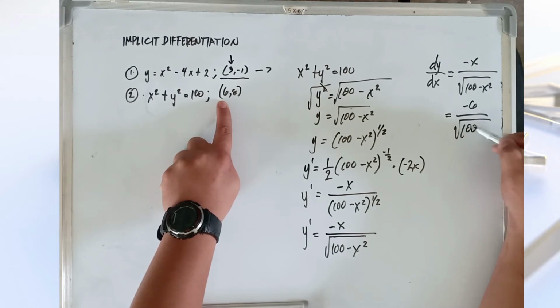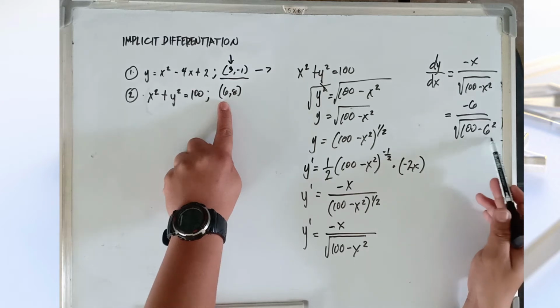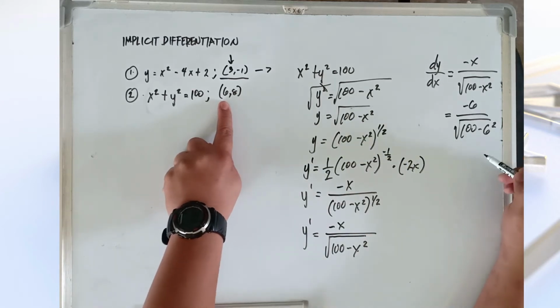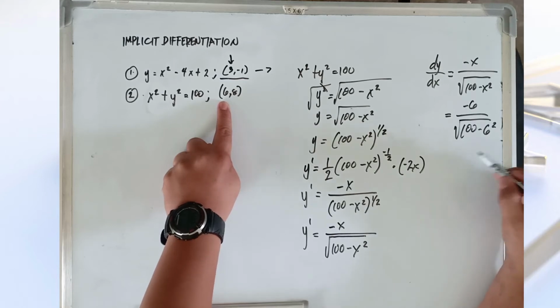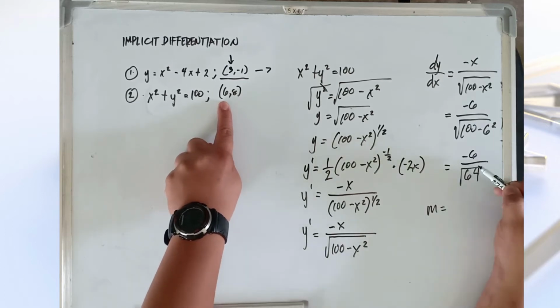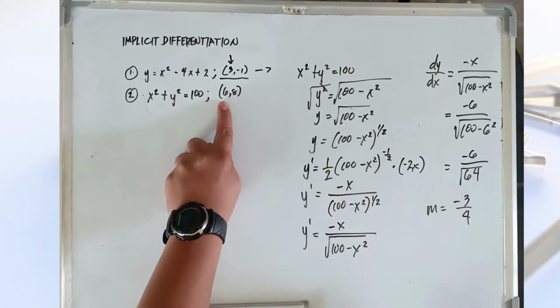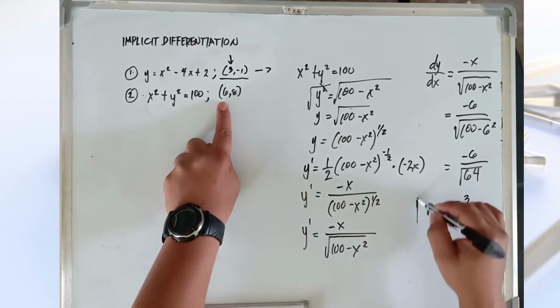Square root of 100 minus 6 squared. So we have 100 minus 36 here, so this will be 64. So we have negative 6 over square root of 64. Or your slope is negative 6 all over 8, which is negative 3/4. So simplifying that further, we have slope of 3/4.